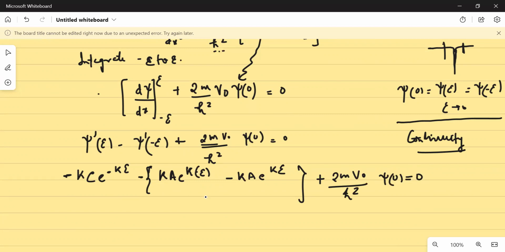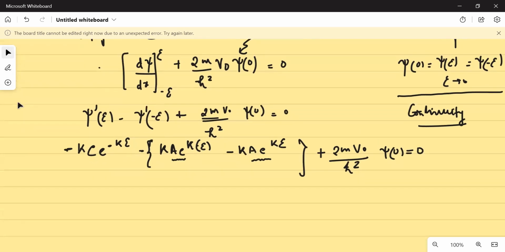Now, this particular expression, A e to the power k epsilon, and this particular term A e to the power k epsilon, what is this? This is nothing but equal to your, so I will do it all over again. Okay, so overall you have got this particular point. Is that clear to you? Is that clear? Yes, sir. Okay.